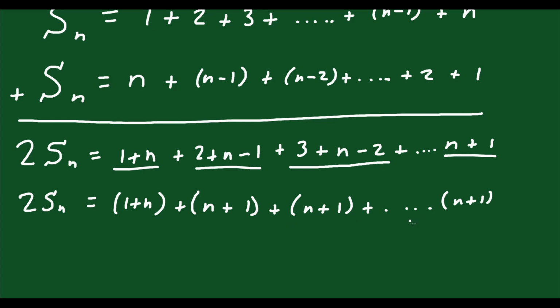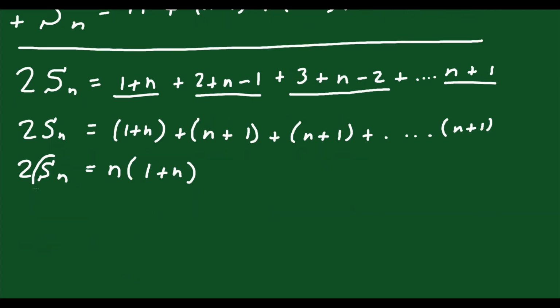In other words, you have as many of these n plus 1s as you have terms. So instead of writing a whole bunch of them, you can just write n, the number of terms, times n plus 1, or 1 plus n, however you want to write that. That's equal to 2 Sn. Now you're trying to solve for the sum, so just divide both sides by 2. You get the sum of n terms is equal to n times (1 plus n) over 2.